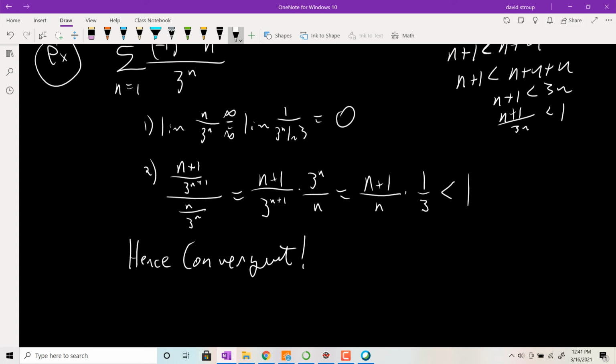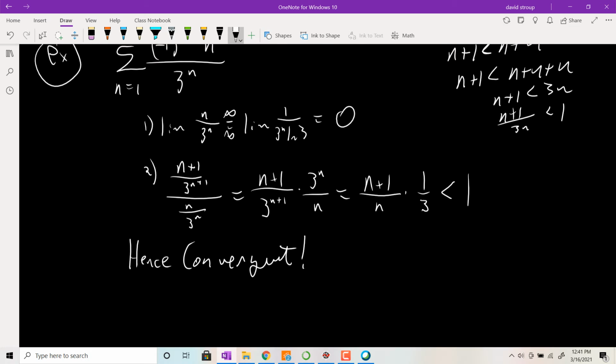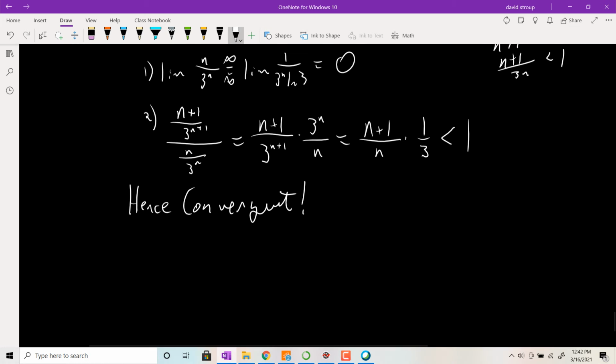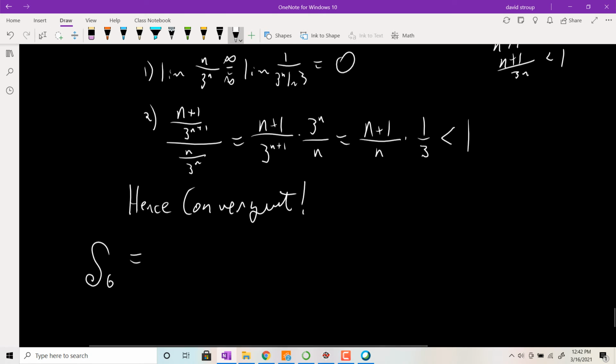Okay, so I can get an approximation for the series, and I want to use the first 6 terms and figure out how good of an approximation that really is. So S sub 6, I'm going to go from n equals 1 to 6. So here I go, plugging in 1. It's the series (-1)^(n+1) times n over 3^n, starting at 1.